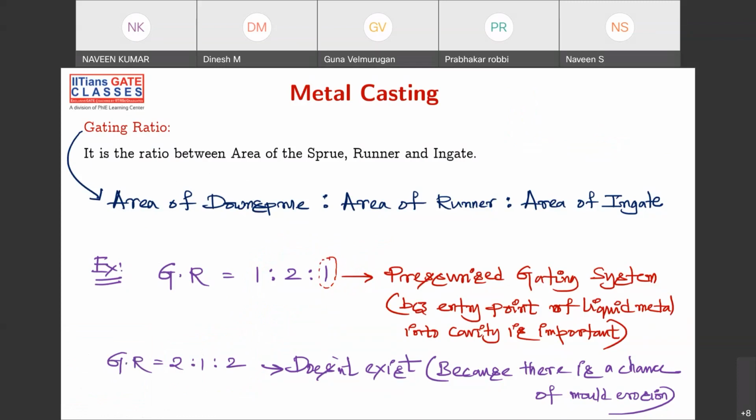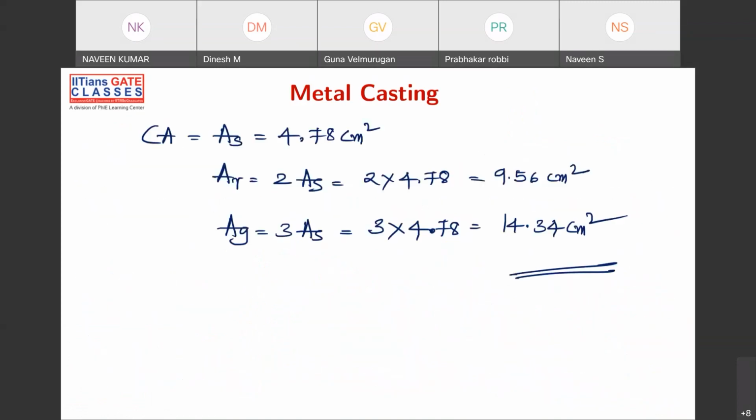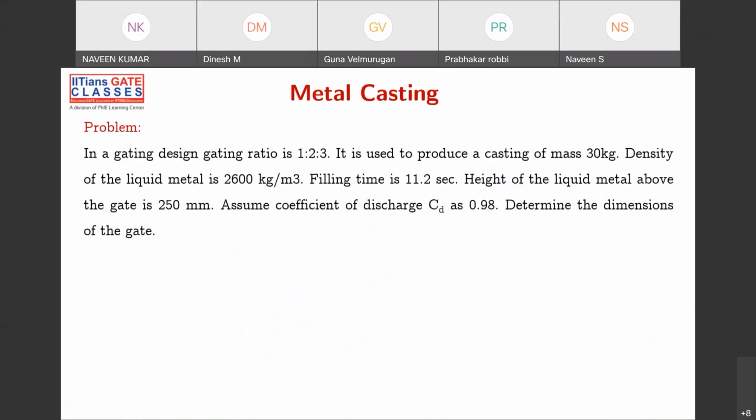Okay? Fine. So now, if you see, there is a question here. Anyways, I'm not going to solve it. They've just given this kind of system. So which kind of system is this? Anyone? Is it a pressurized system or unpressurized system? Anyone?